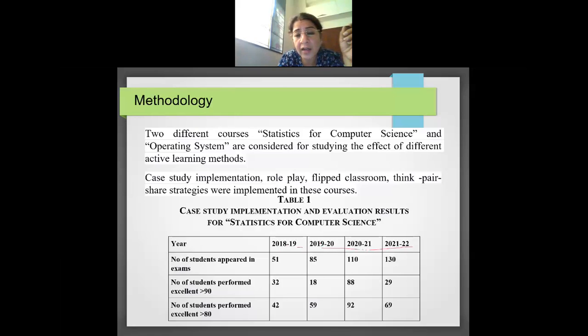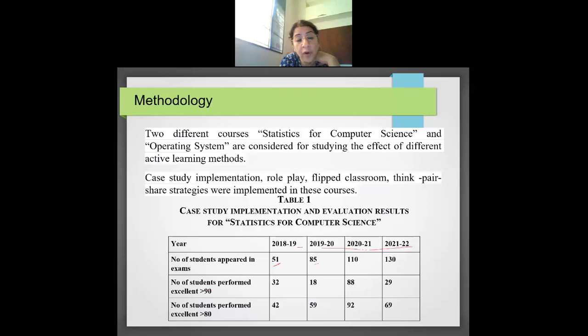18-19, 19-20, 20-21, 21-22. The number of students was different as not all students opt for this elective course. In 18-19, 51 students opted, next 85, 110, 130, and so on.